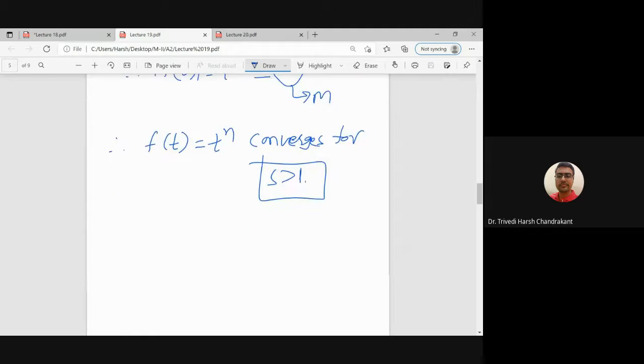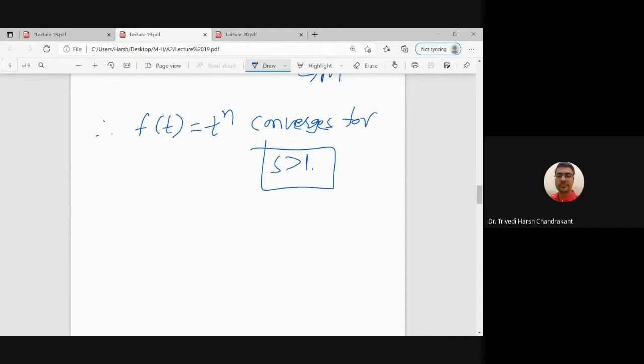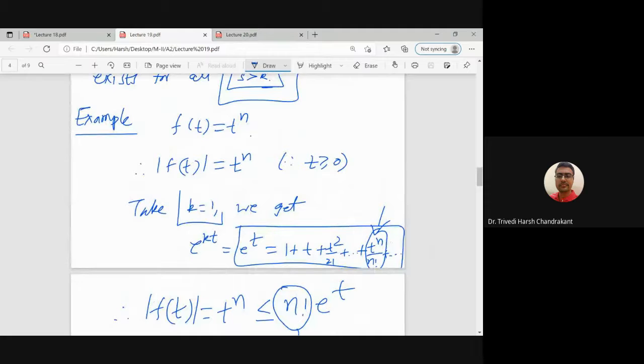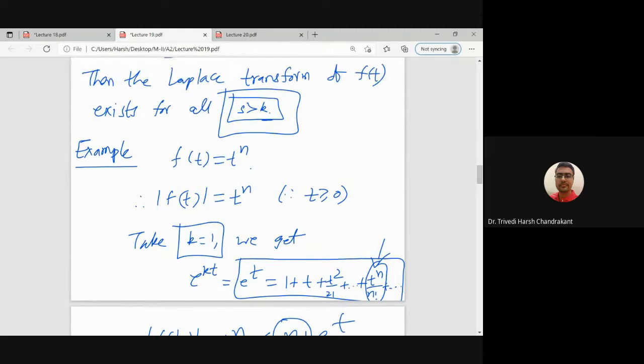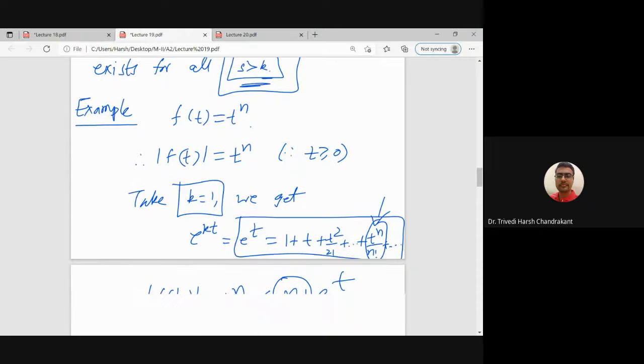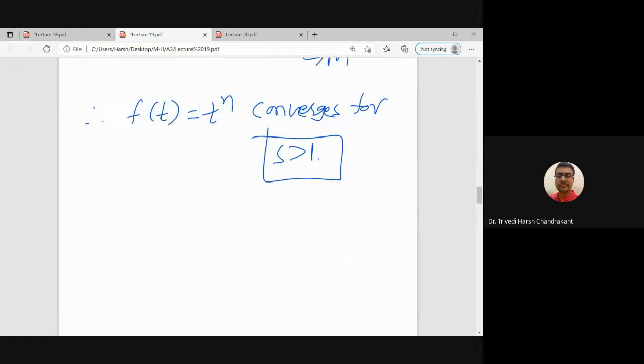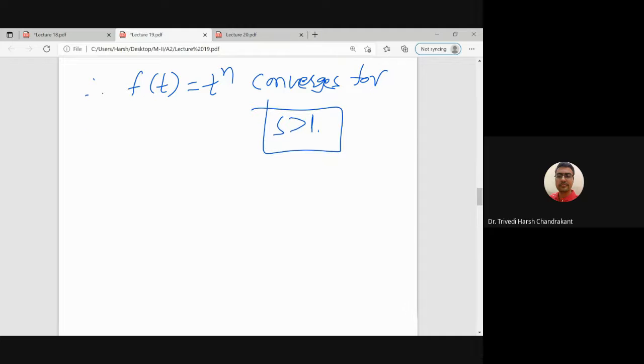Okay. Yeah, but here in particular we chose k equal to 1, but we can try whether we can apply this theorem for k equal to 0 or not. So you can take it as an exercise. So this theorem is very useful whenever we have a function which is bounded by e^(kt). We can always find its Laplace transform.